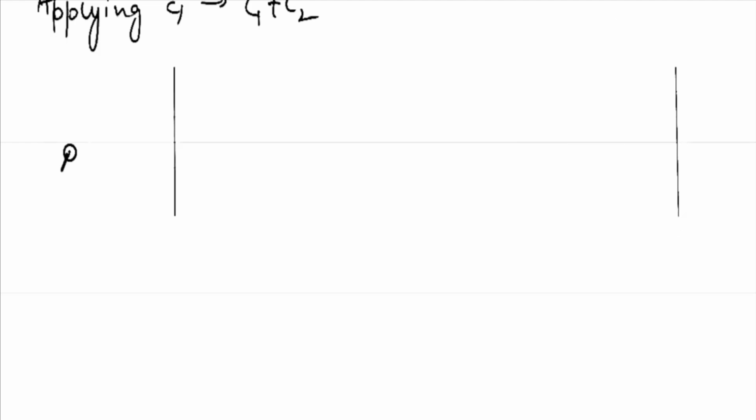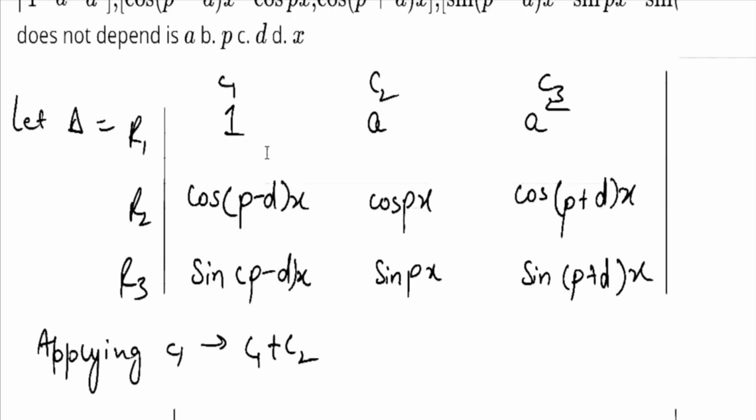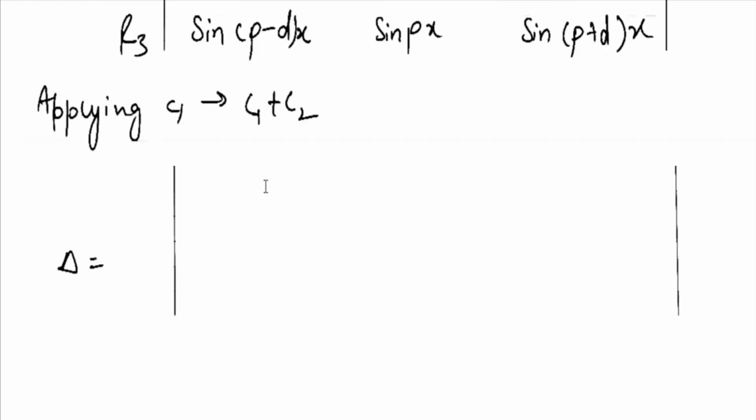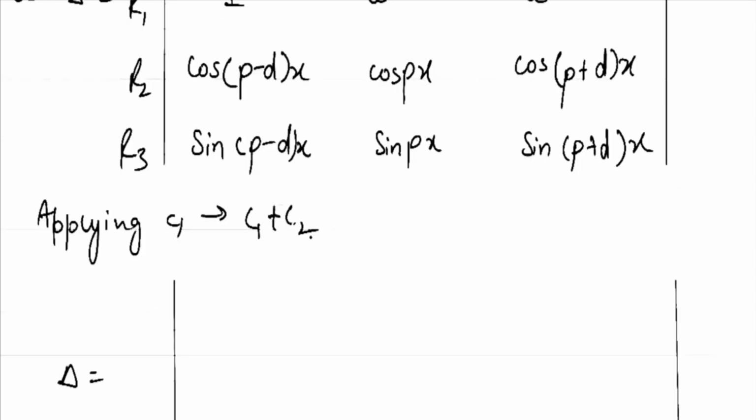Now what we get from here is delta, where column second and third will be the same, but first will be 1 plus a. Column first and column third will be easier for us, so we will add those. Let me write it again and correct it: we will add column first and column third.